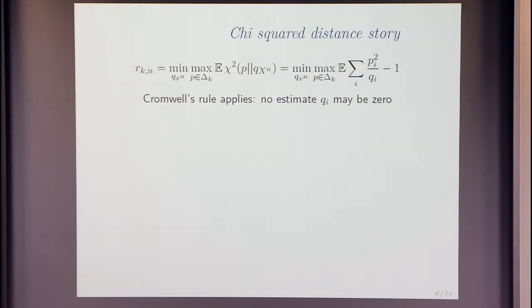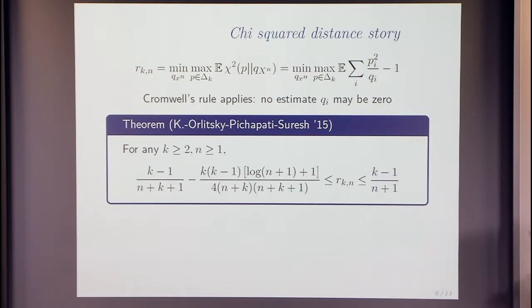For the chi-squared distance notion of loss, we have a non-asymptotic upper bound and a non-asymptotic lower bound on the minimax risk. So for every possible size of the alphabet k, and for every number of samples n, this is an upper bound on the minimax risk, and this is a lower bound. But still these bounds are pretty sharp.